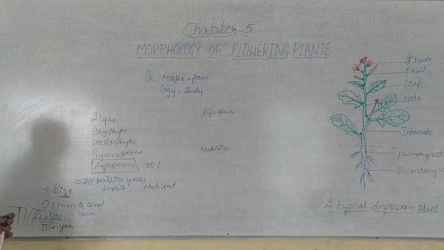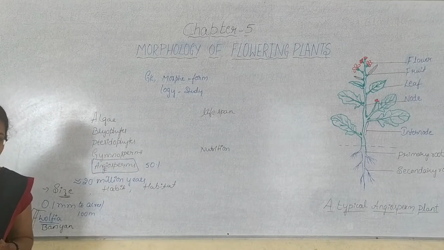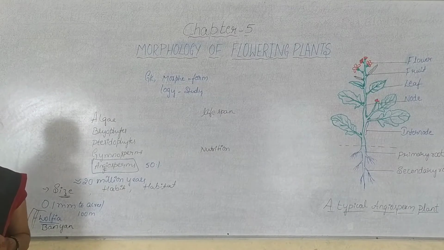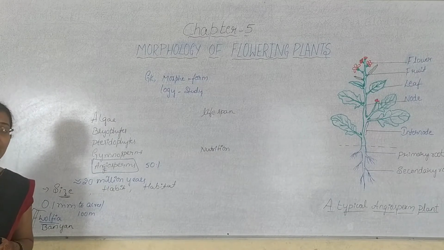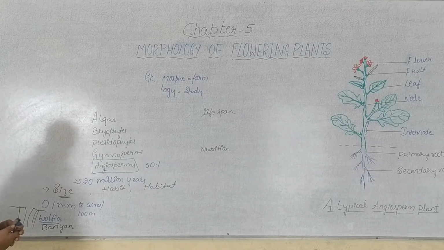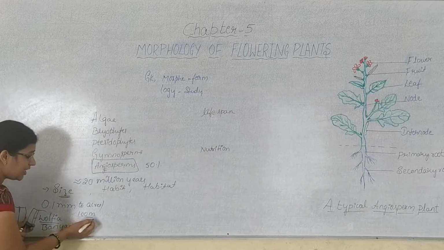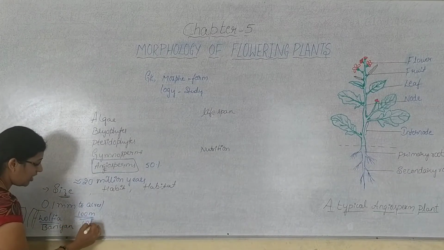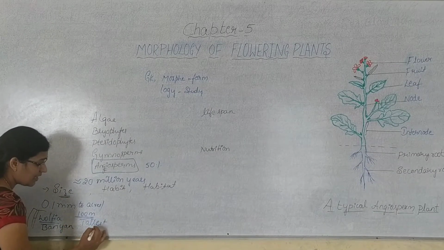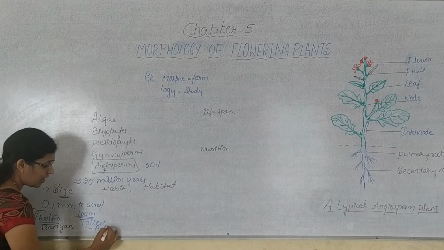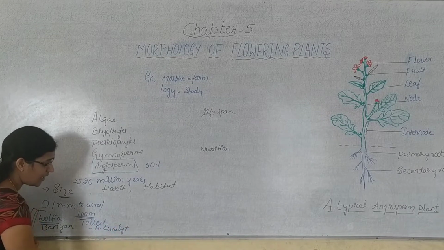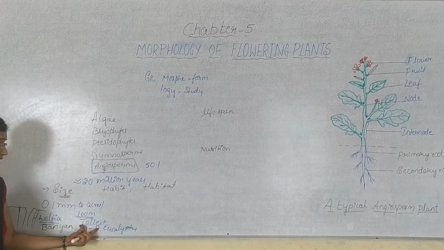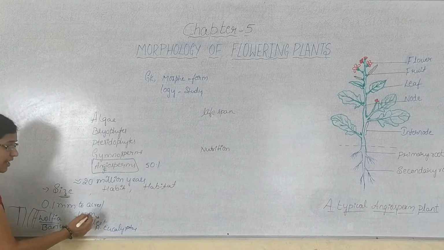And one more thing, there is a tallest known angiosperm that is nothing but the Australian eucalyptus. Its scientific name is Eucalyptus regnans. It is called regnans, and it is the tallest known angiosperm. It can grow up to a height of 100 meters.